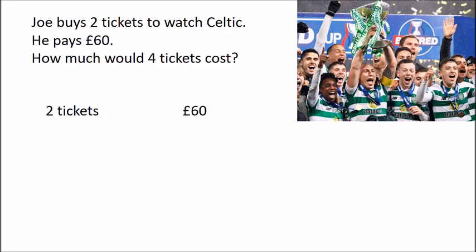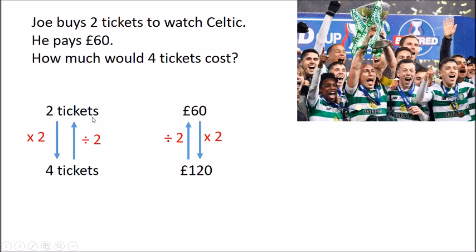If 2 tickets cost £60, to get from 2 tickets to 4 tickets, I have doubled that quantity. If I double my amount of tickets, I must also double the amount of money. So if I double £60, so multiply £60 by 2, that gives me £120. 4 tickets cost £120. We can also think about this backwards. To get from 4 tickets to 2 tickets, I have divided by 2. And to get from £120 to £60, I have divided by 2.